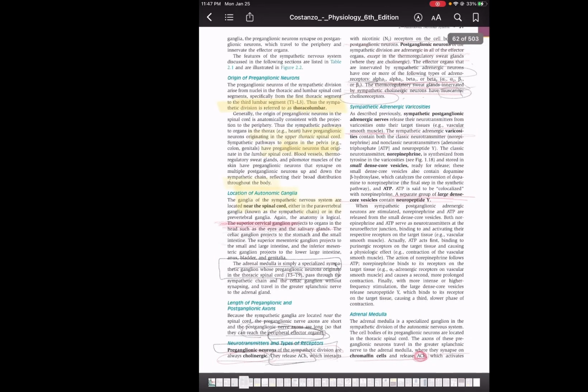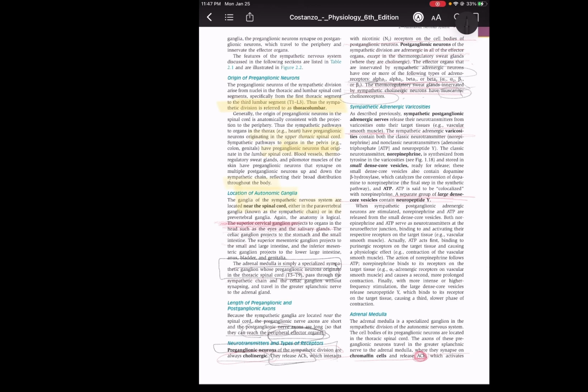Then the sympathetic adrenergic varicosities: the sympathetic postganglionic adrenergic nerves release their neurotransmitters onto their target tissues, like vascular smooth muscles. The classic neurotransmitter norepinephrine is synthesized from tyrosine in the varicosities and stored in small dense core vesicles. Then a separate group of large dense core vesicles contains neuropeptide Y.